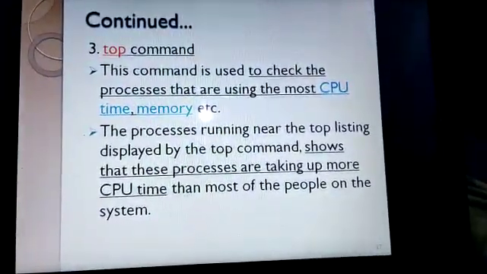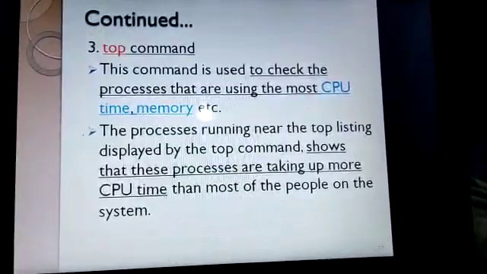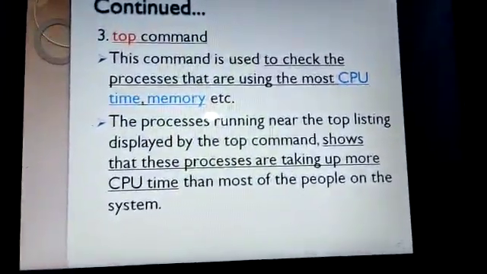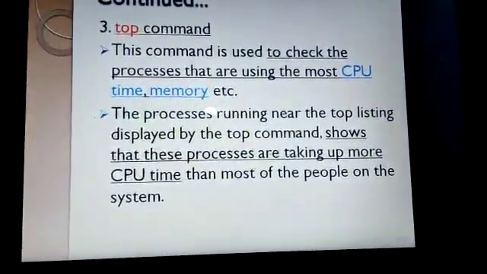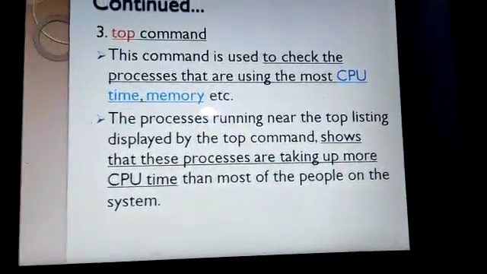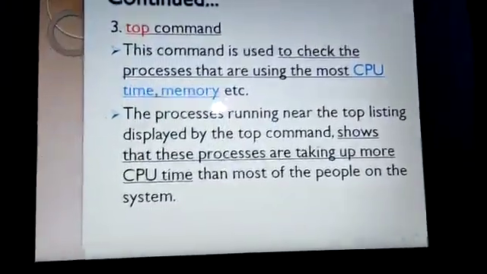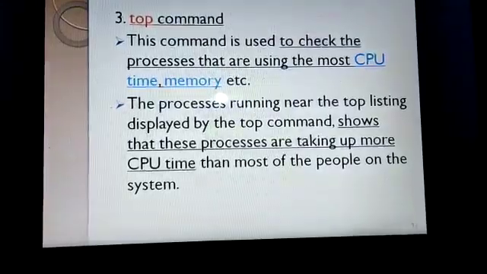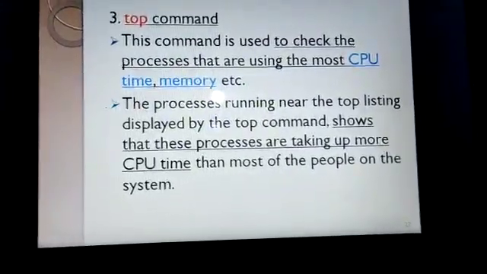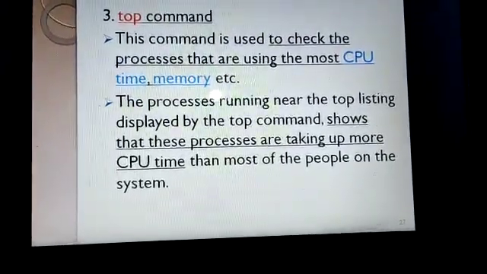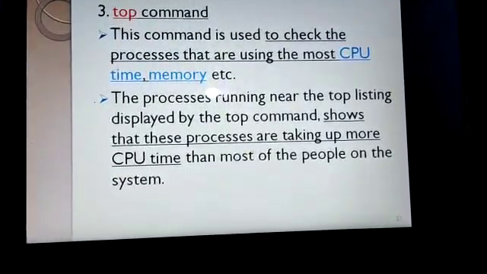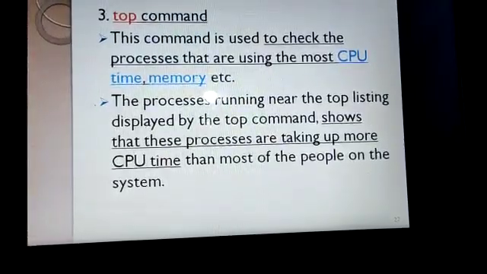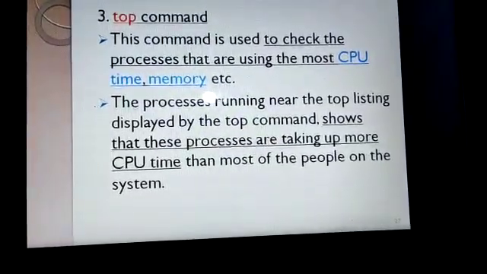Next, the top command. What is this top command? This is used to check the processes that are using the most CPU time and memory. The top command is used to check which processes are using most of the CPU time and most of the memory. So to check which processes are occupying much time and much memory, we will be using the top command.